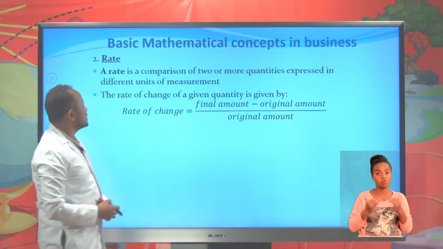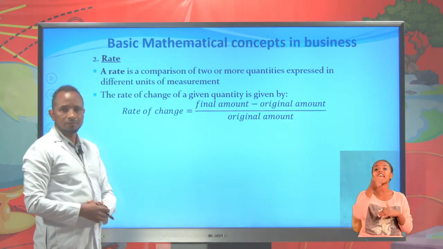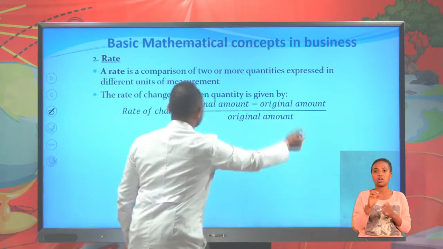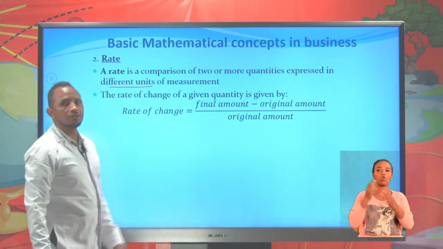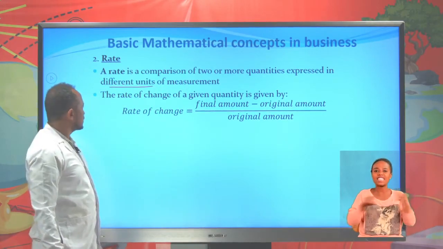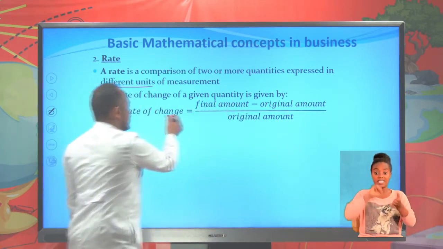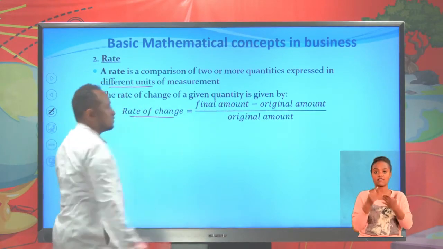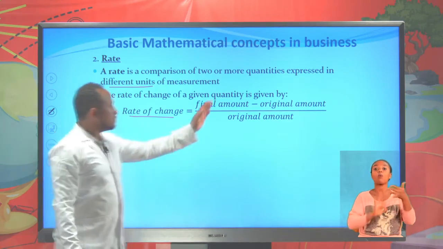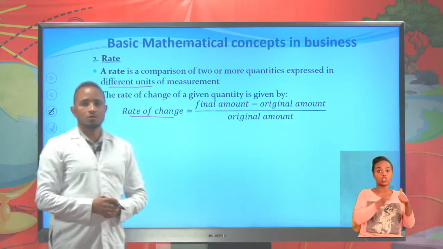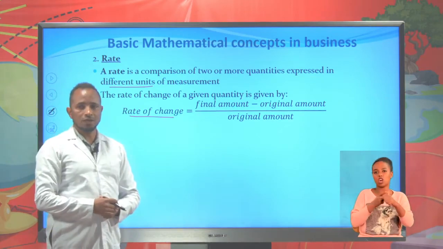Now the next one is rate. Rate is a comparison of two or more quantities expressed in different units of measurement. And the rate of change of a given quantity is given by the final amount minus the initial or original amount, divided by the original amount. This is the rate of change.